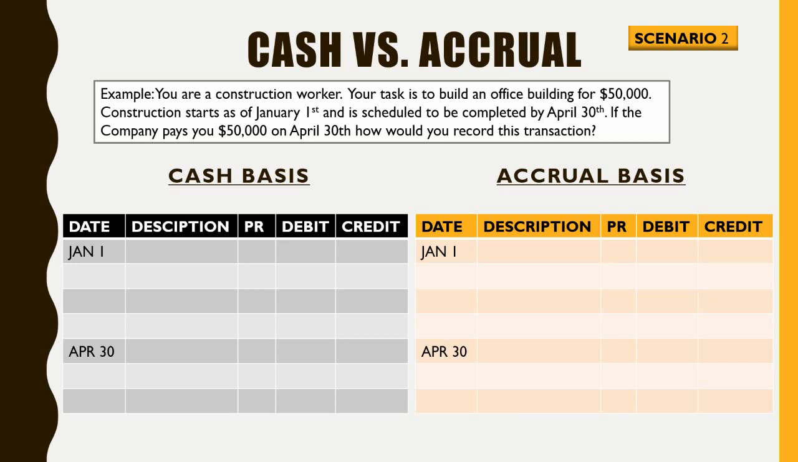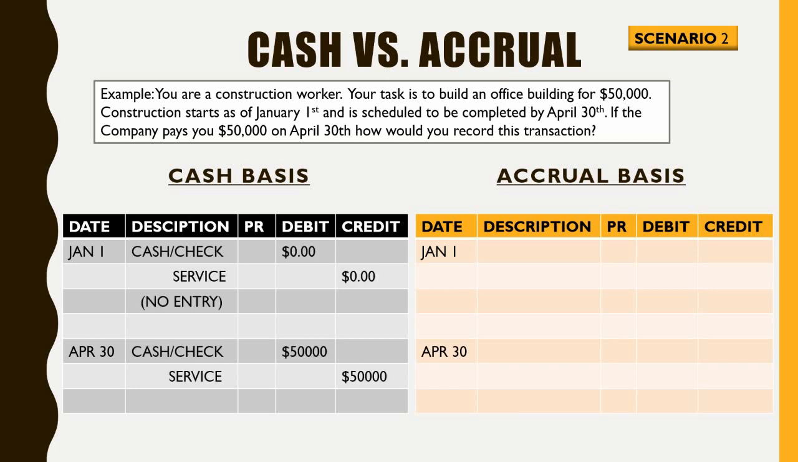Scenario number two: what if I had the same exact situation except this time the company pays me $50,000 at the end of April 30th? How would I record this transaction? On a cash basis, in January, we record nothing. No cash was received. But on April 30th, when the job has been completed and I received the cash, that's where I record that the transaction has happened and was completed on April 30th.